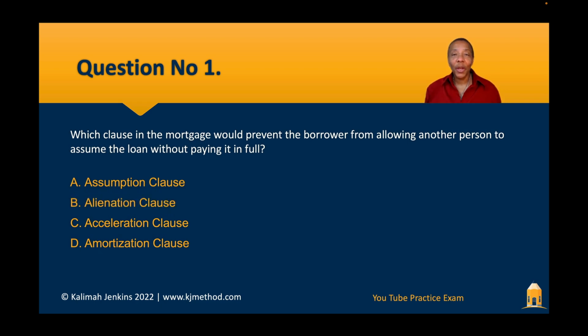Okay, so the answer here would be alienation clause. An alienation clause, what does that word alienate mean? It means to transfer, right? To transfer property from one person to another. Well, if you remember, the bank can prevent you from allowing someone to take your loan over by just including an alienation clause. What they're essentially saying is we do not want you to allow anyone to assume a loan. So that's just pure definition. That's what you're looking for.